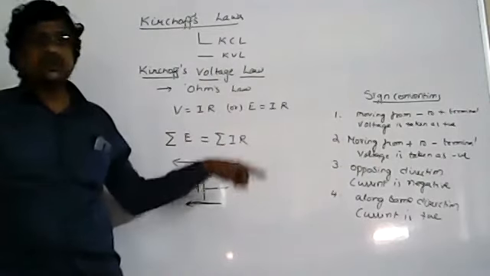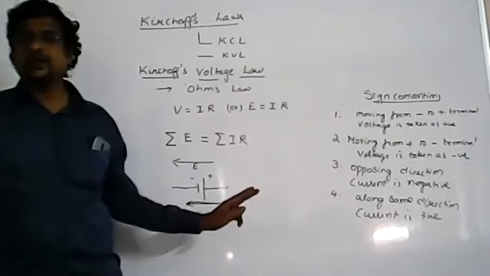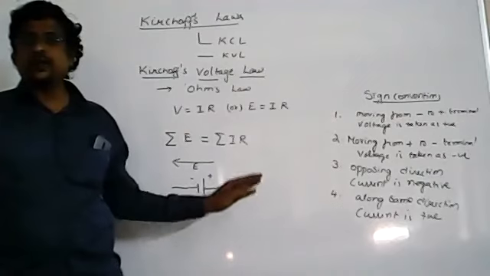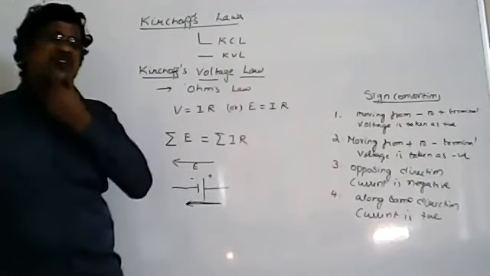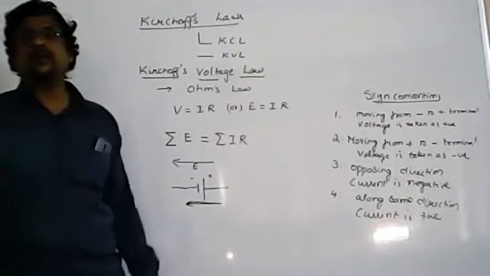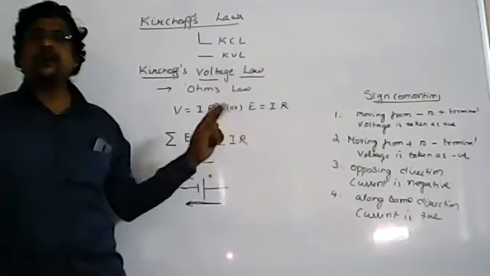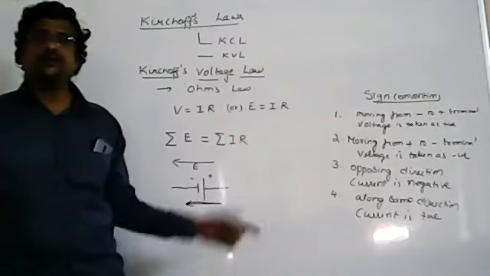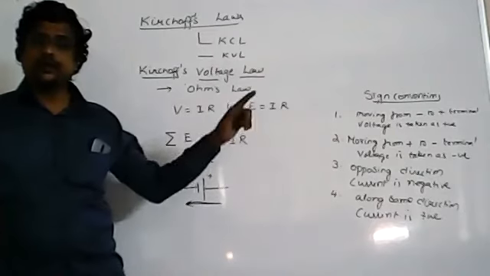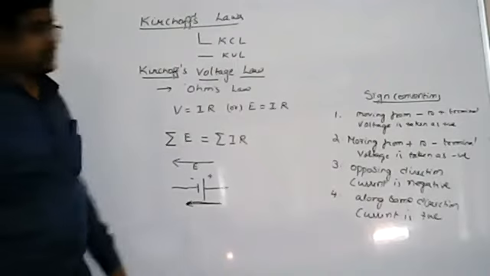So you have to remember these four sign conventions. Two for voltages, two for current. For current, if you are moving along the direction of current, take it as positive. If you are moving against the direction of current, take it as negative. For voltages, if you are leaving the positive terminal, take the value as positive. If you are leaving the negative terminal, take it as negative. So let us see an example.